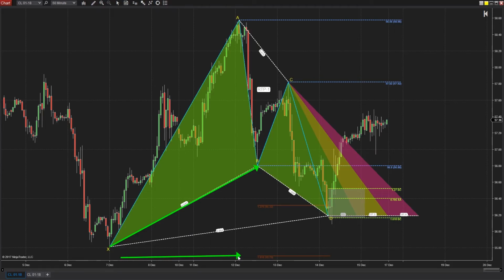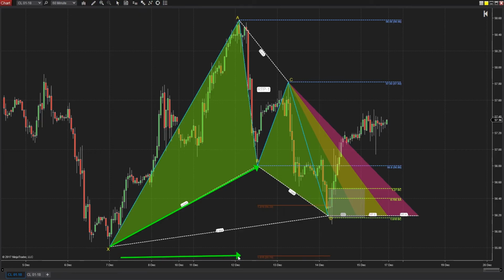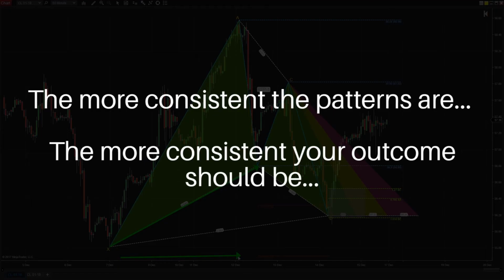Think of it this way. If you were waiting to take an elevator to go from one floor to another and both elevator doors opened at the same time, and one told you that it wouldn't be using its brakes, it would be free falling all the way to the ground floor, and the other one said it would have a more controlled descent, which elevator are you going to walk into? Which one's safer? See how fast you get from one point to another? It matters for consistency. The more consistent our patterns are, the more consistent our outcomes should be.